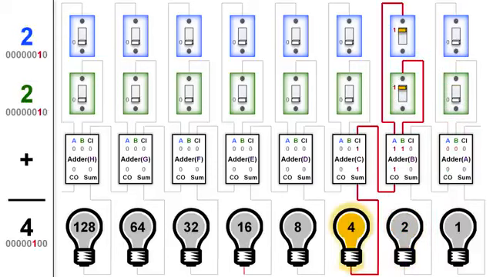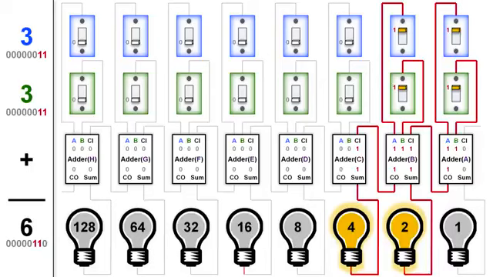Let's look at 2 plus 2. In adder A, none of the inputs are on in this case, so neither the sum nor the carryout wire is on. Adder B, though, has inputs A and B on, so the carryout wire from adder B is on, which then becomes the carry-in wire to adder C, causing the 4 light bulb to light up, showing that 2 plus 2 equals 4.